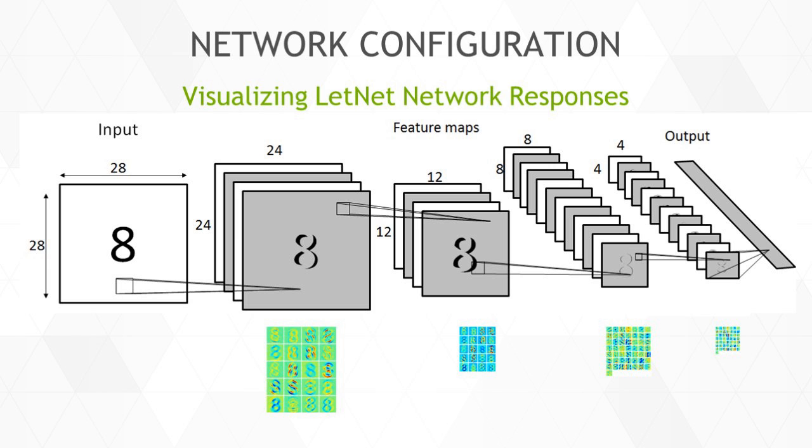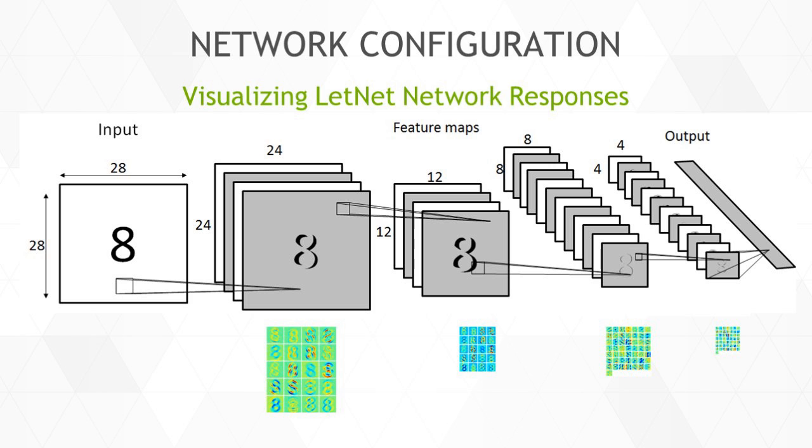So here's just a slide that shows the LeNet network again, and when I talk about feature maps and responses, here's an example of what they would look like. So here's my network configuration. I've got a trained network on my digits data set. I grabbed an image, input an image of the number 8, and I pushed it through my trained network. And here's how my responses relate to my network configuration.